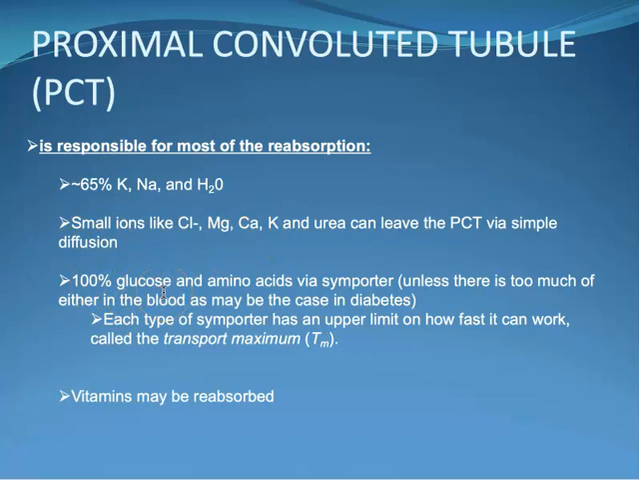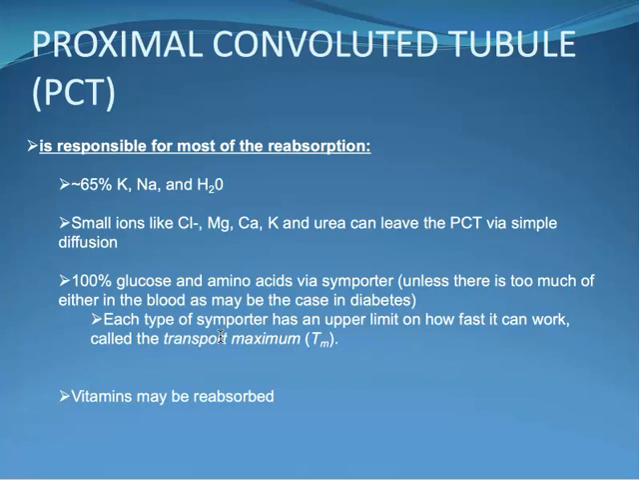All of the glucose will be reabsorbed. Glucose is a small molecule, so it's easily filtered. But we do have symporters, so these are active transporters that are going to move glucose back into the bloodstream. However, they have an upper limit of how fast they can work. Another way of saying that is that each one of these symporters has a transport maximum. So kind of like that image of I Love Lucy that I talked to you about with the chocolate factory, each one of these symporters can only work so fast.